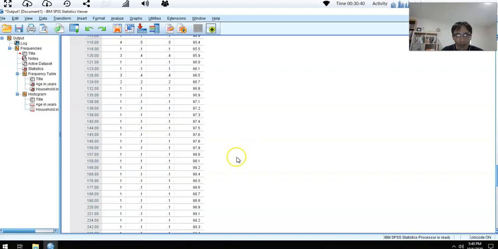Again, if you are asked to get the 98th percentile, $157,000 is the 98th percentile. For the 96th percentile, you have to read that number 121, which is actually $121,000 a year, like that.